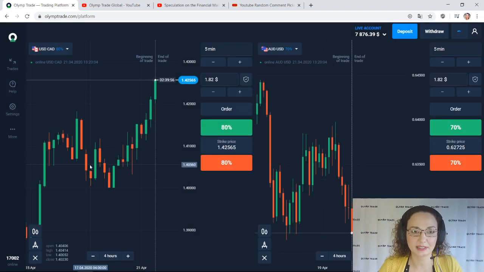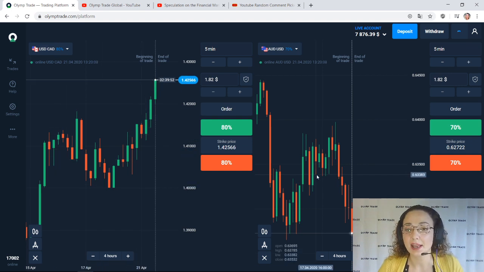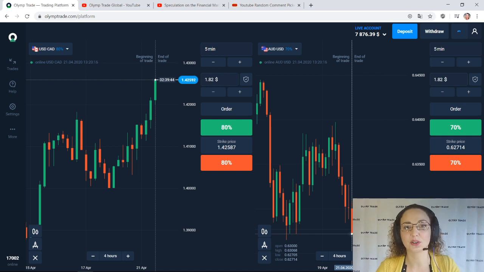So, and here we see another anti-correlation. USD CAD is rising and AUD USD is falling. So don't forget that you can use this in order to increase your deposit fast.